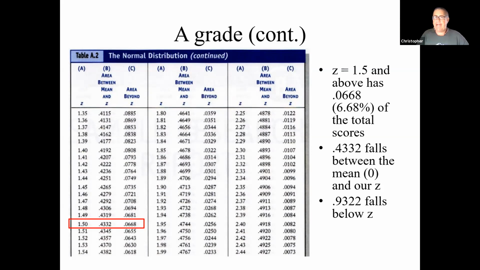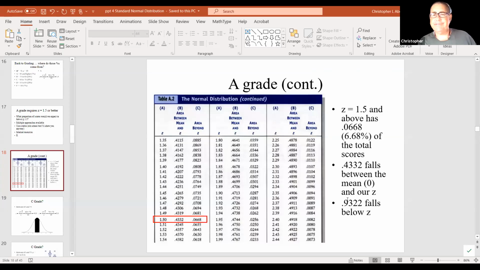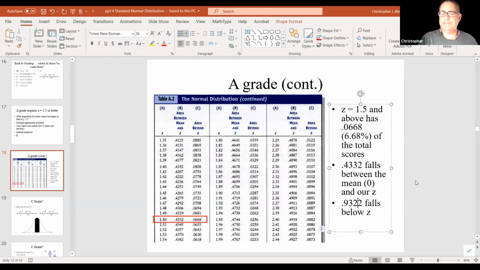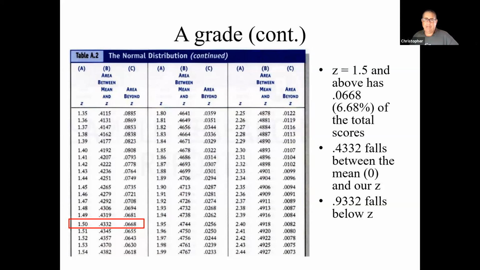You'll notice, I'm sorry, that should be 9332. Let me fix that for you. 0.9332 falls below Z. That's just 0.5 plus the mean and Z area. So another way to represent that is it's 1 minus our Z of 1.5 and above area of 0.0668.